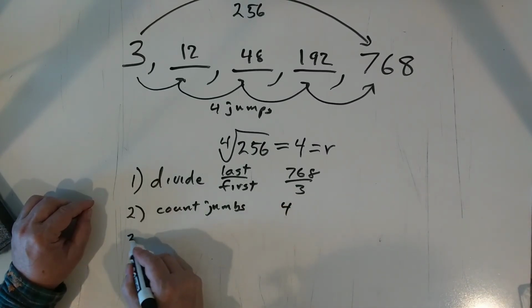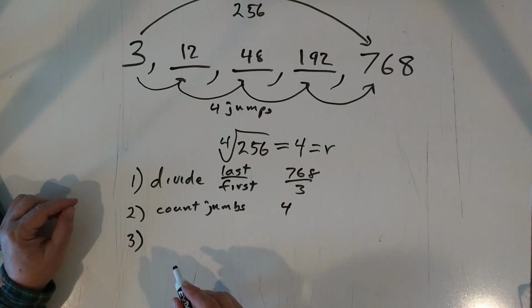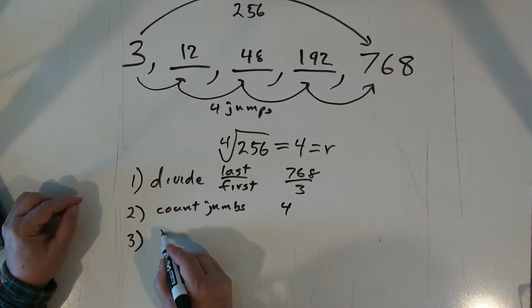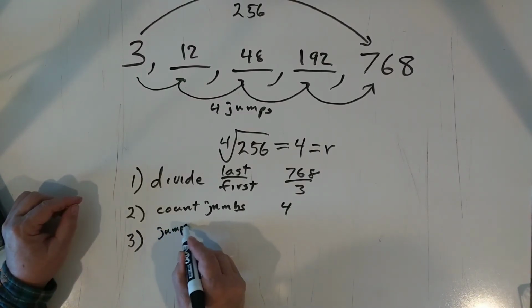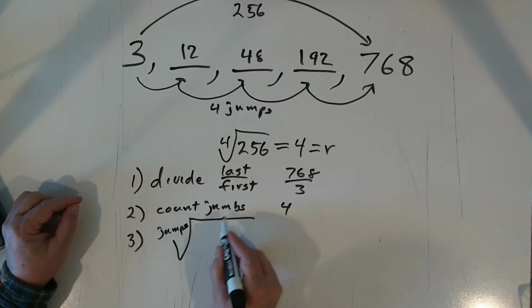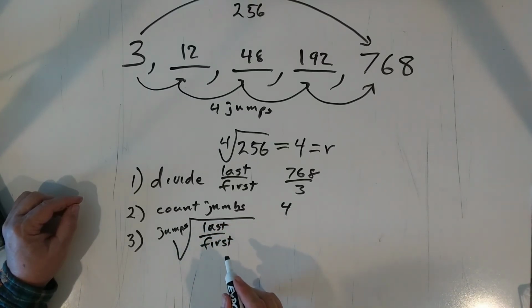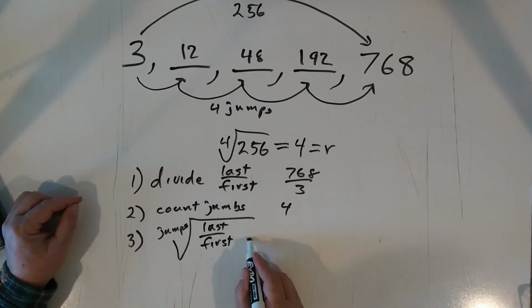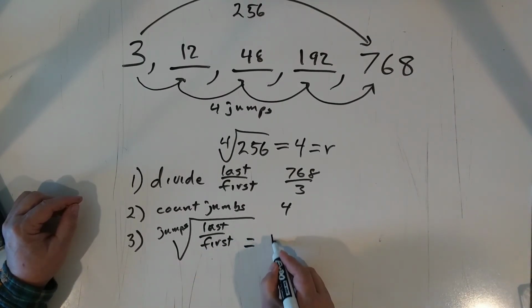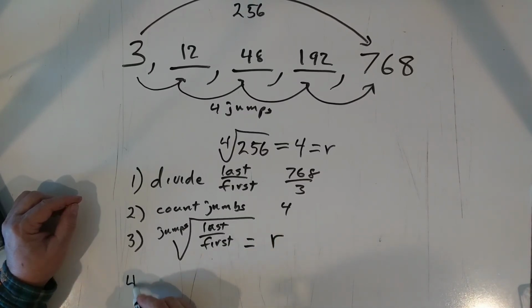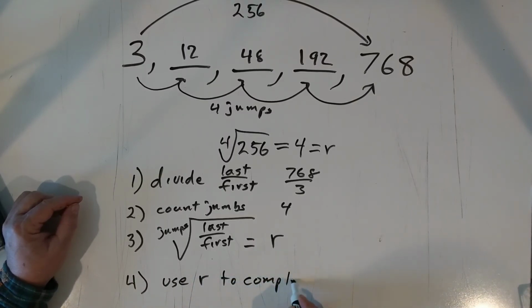Number 3, use roots, putting the jumps as the root number and the last over first as the number under the radical sign. And this will give you the common ratio. And then step 4, use the common ratio to complete the missing terms.